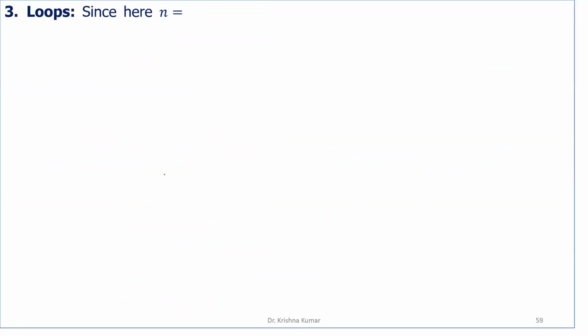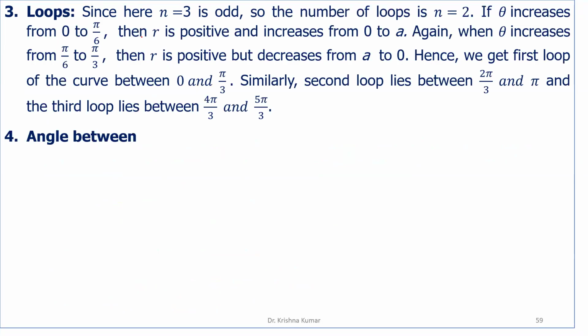About the loops, since n is odd, the number of loops is the same as n. So the number of loops is n equal to 3, not 2. If theta increases from 0 to pi by 6, then r is positive and increases from 0 to a. Again, when theta increases, let me show you in the table values.